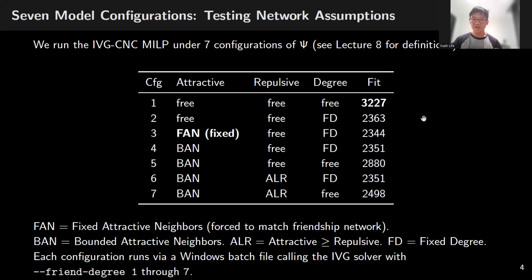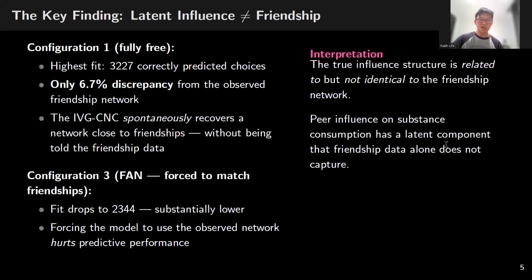So notice immediately that configuration 1, the free model, achieved the highest fit at 3,227. And compared to configuration number 3, forced to match friendship, it makes the fit worse than before. So what does it mean?